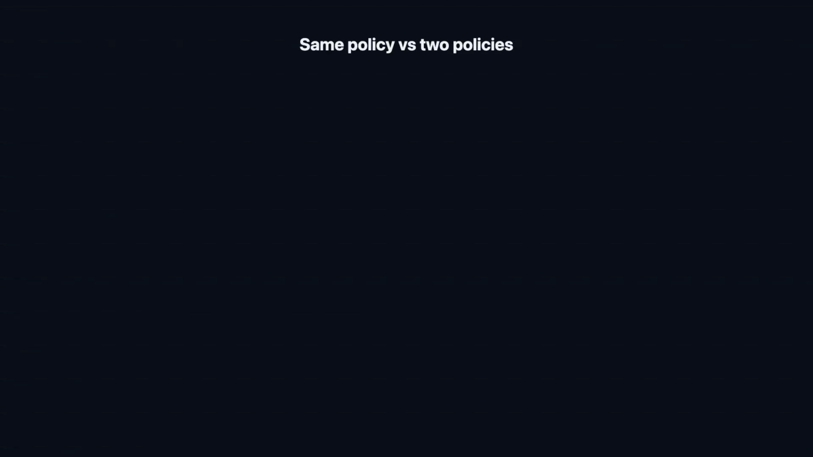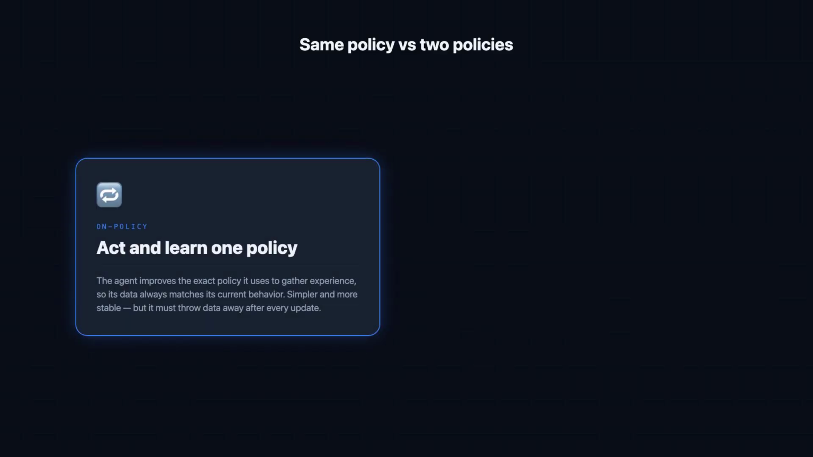So what is the actual distinction here? Let's set the two setups side by side and make it concrete. The first setup keeps acting and learning unified. The agent improves the very policy it uses to gather experience, so its data always reflects its current behavior. SARSA and PPO work exactly this way. It's simpler to reason about and generally more stable, because what it optimizes always matches what it's actually doing.